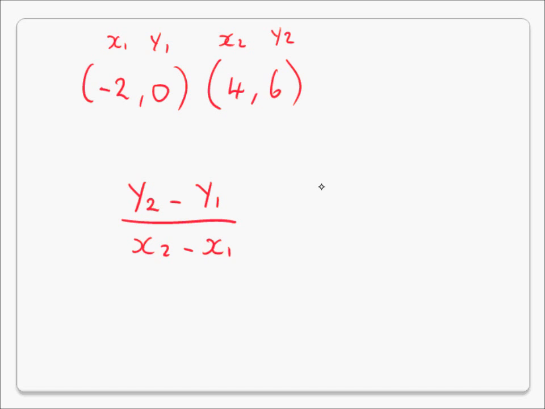So it will be second y value is 6, take away the first y value of 0, the second x value of 4, take away the first x value of -2, and the answer will be 6/6, which equals a gradient of 1. Works quite well, particularly if you set them up to begin with. The only difficulty is sometimes it gets a little bit confusing if you don't label x1 and y1, and you might get them a little bit muddled up. But it's the same process.